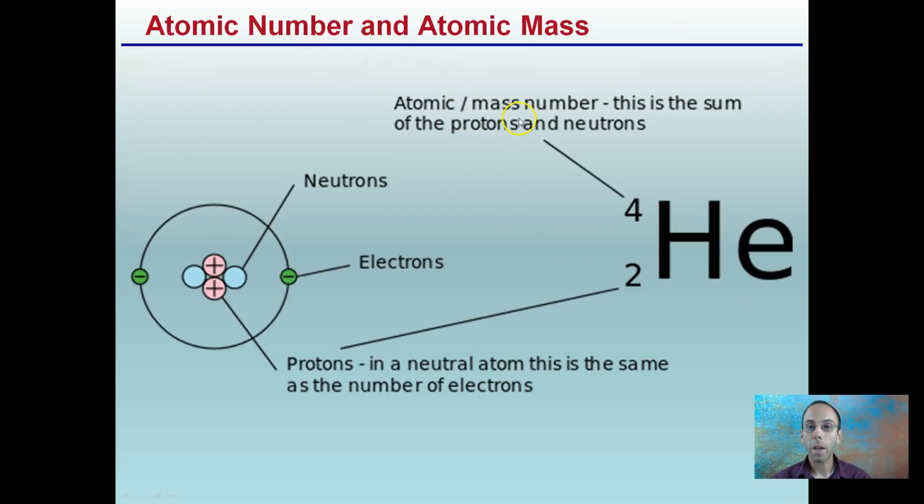The atomic or mass number is the sum of protons and neutrons. And down here we see the atomic number, which is the protons in a neutral atom. This is the same as the number of electrons. So the proton number will not change for helium, but when we say it's a neutral atom of helium, 2 of those protons we know are present, therefore we need 2 electrons with their negative charge to balance out the positive charge.